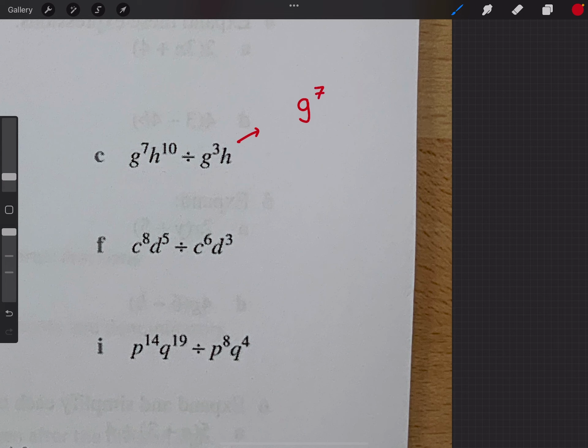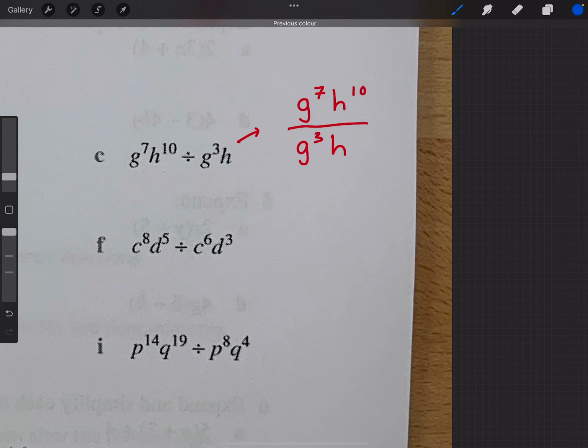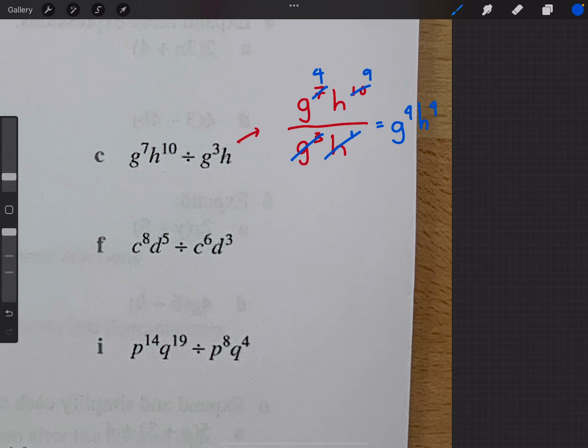g to the 7, h to the 10, divided by g to the 3 and h. Now I'm going to cancel some stuff out. I can divide by g to the 3, and then divide the top one by g to the 3, and you get g to the 4. Next one, this is to the 1, so you can cross that out, and this will be 9. So the answer is g to the 4, h to the 9.